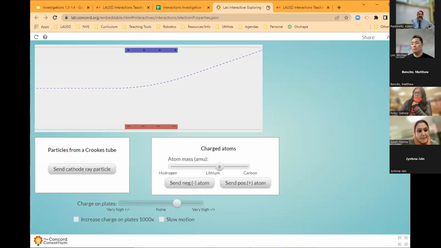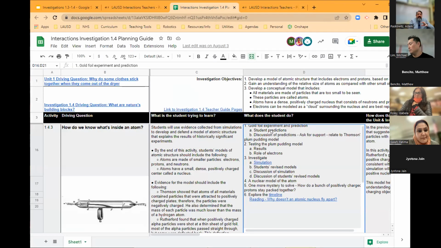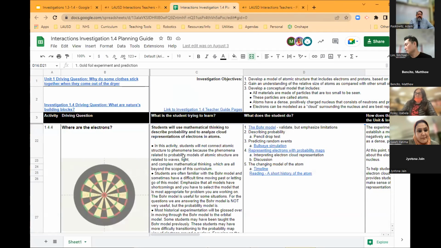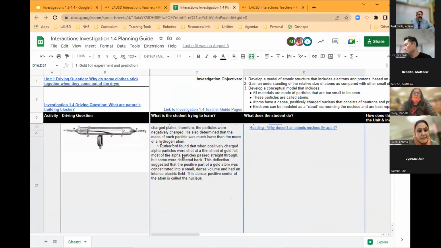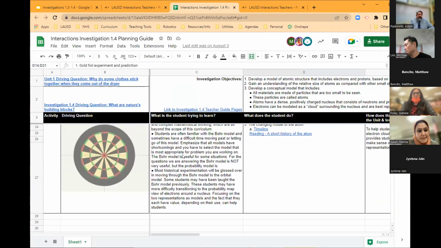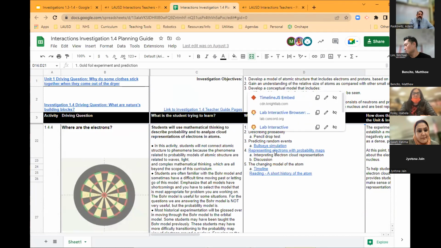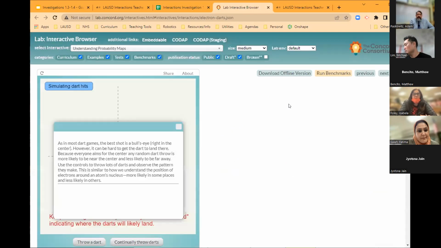I'm going a little too much into the atomic model, but this is what students are discovering by engaging with all these simulations. The fourth activity is more about the modern model of the atom, and this just says that you can't really draw an atom like the modern models of the atom.